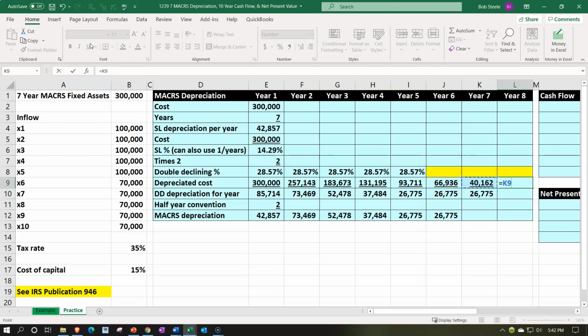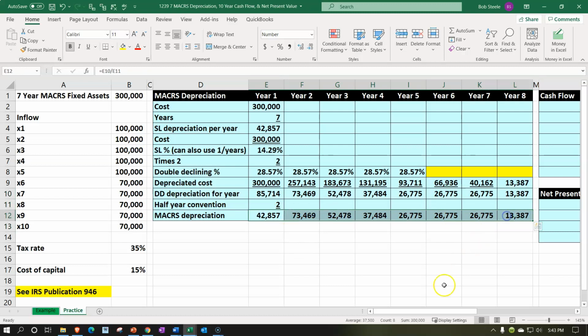We're at the 4162 minus what should be here, which would be the 26,775. So we have the 13,387 left, and that will then be the end result. Hold on a second. So let's double check it. If we sum these up, they add up to 300,000. There's the 300,000 there. So it works out after 8 years because it's 7-year property.